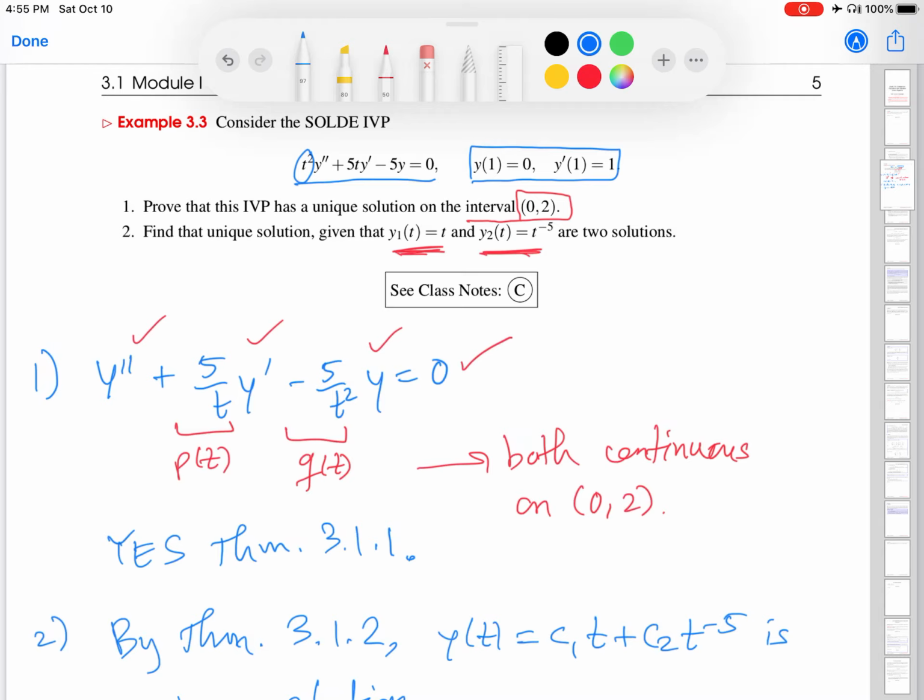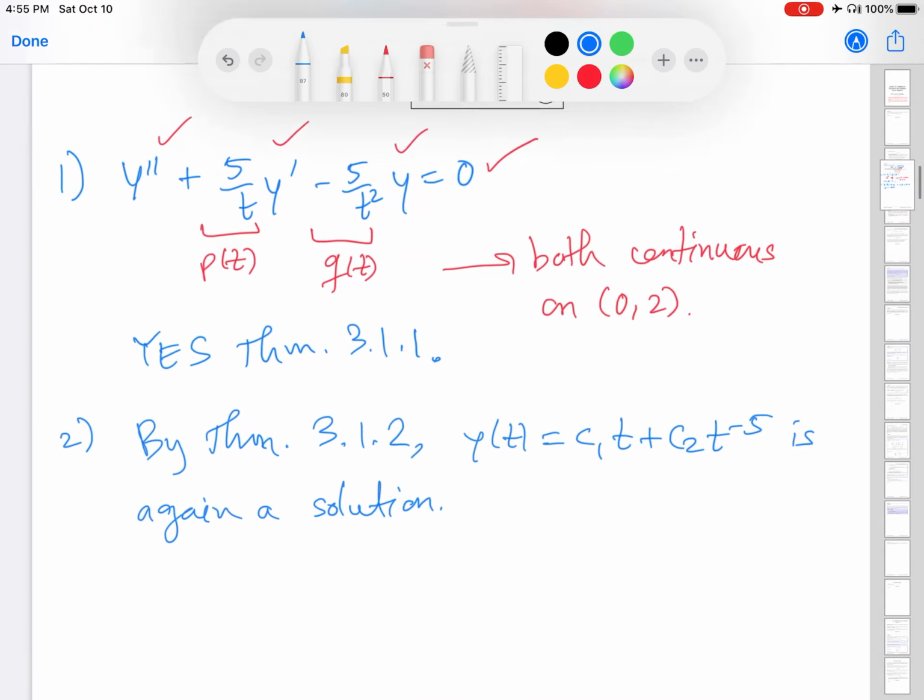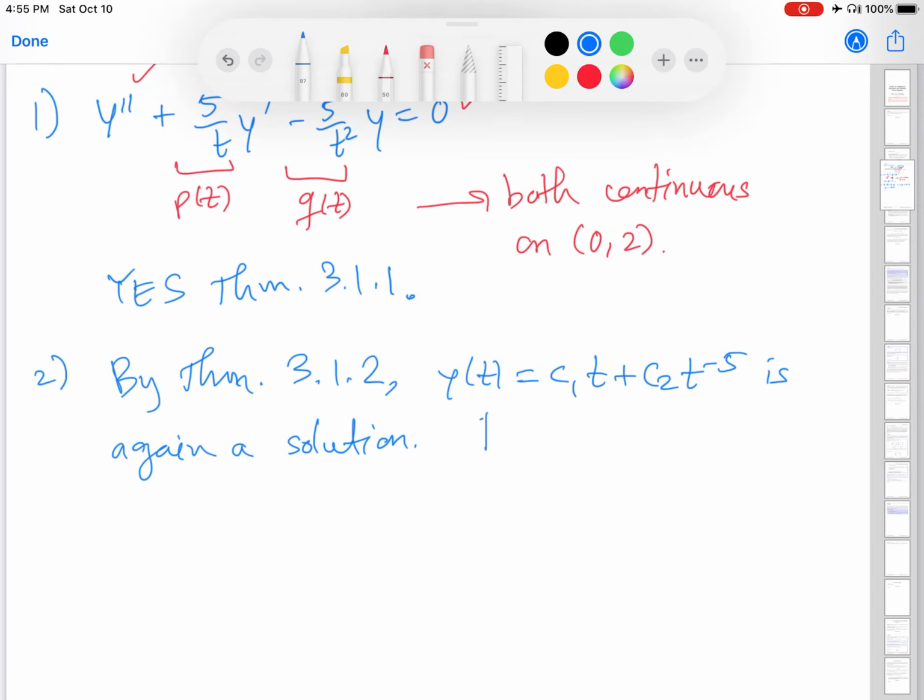I'm doing that because I know that there is a unique solution. So I have already found a function that is a linear combination of the two known solutions. And so you might think, oh my, there's a ton of solutions. There's t to the minus 5, there's this linear combination. But in fact, we know that there's a unique one. We just proved that.